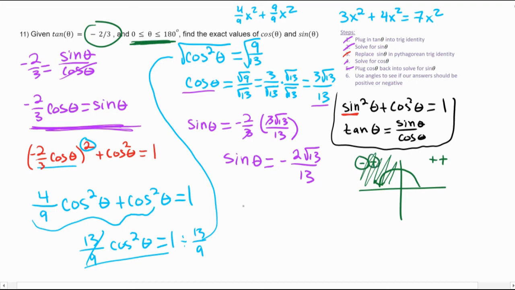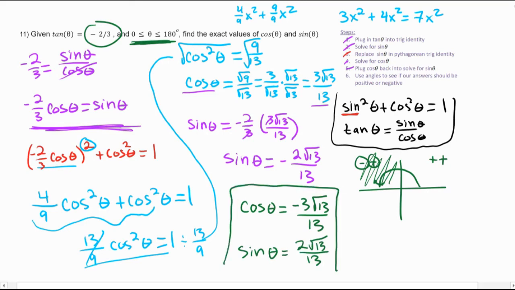So my final answer here: cosine of theta equals negative 3 root 13 over 13, and my sine of theta equals positive 2 root 13 over 13. And boom, there we are.